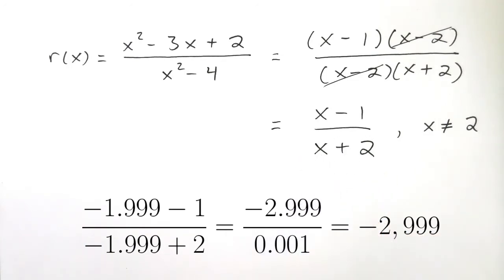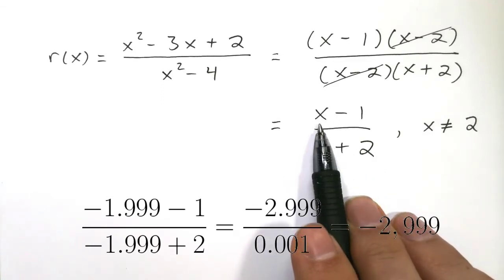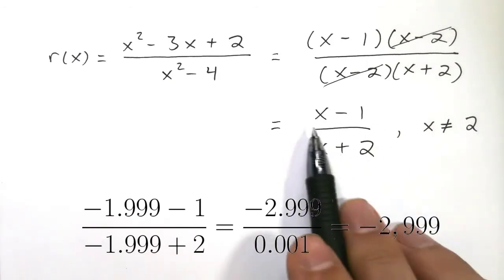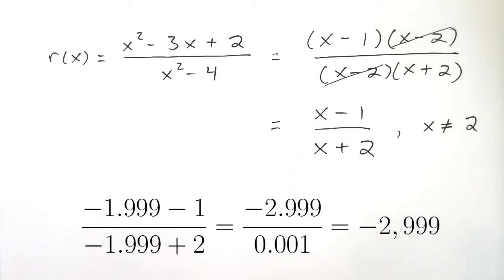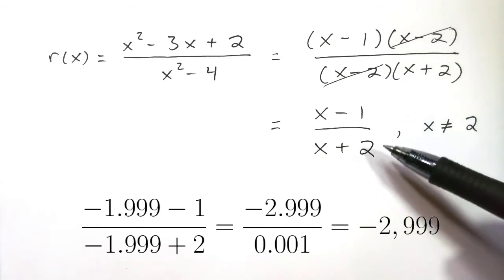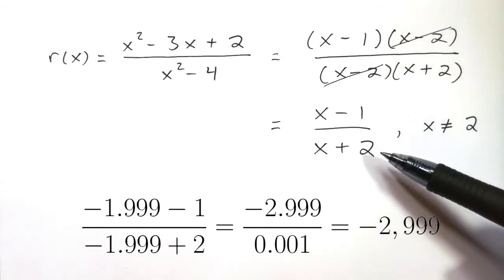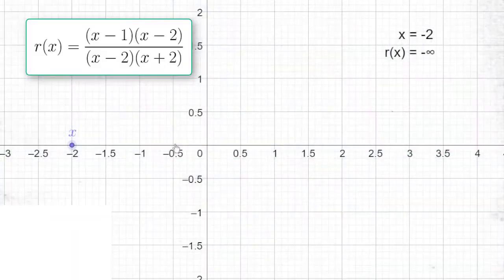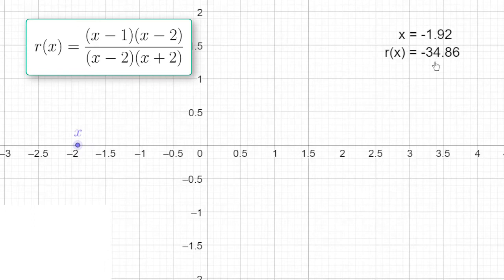If I take negative 1.999 and plug it in for x, well, when I add 2 to it, I get 0.001. If I plug negative 1.999 up here, I get negative 2.999. That's not close to 0, but the denominator is. And therefore, the expression overall will be very large. The numerator will be negative, the denominator will be positive, and so overall the expression is negative. And that's exactly what we were seeing there. So just to reiterate, when we're near negative 2 on the right, r of x is a very large negative number. When we're near negative 2 on the left, r of x is a very large positive number.